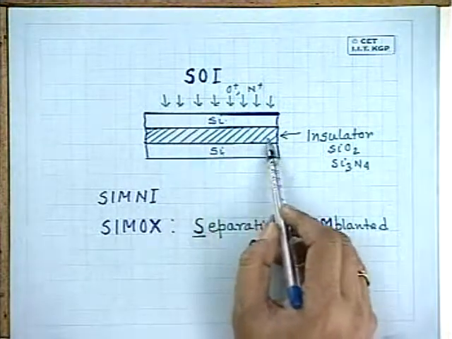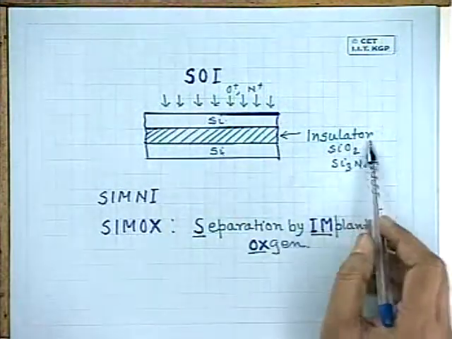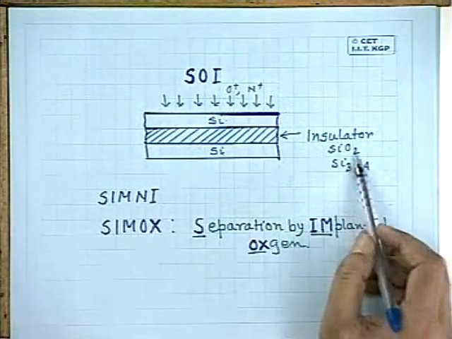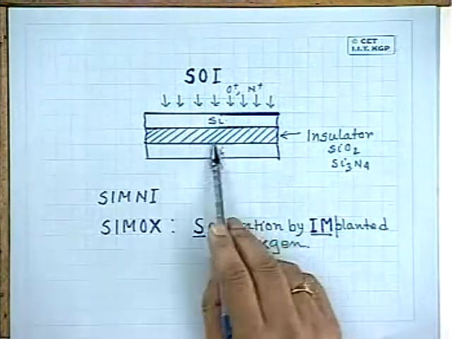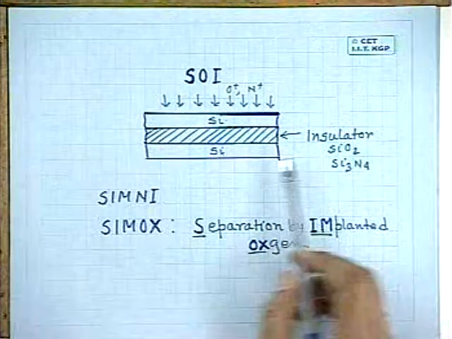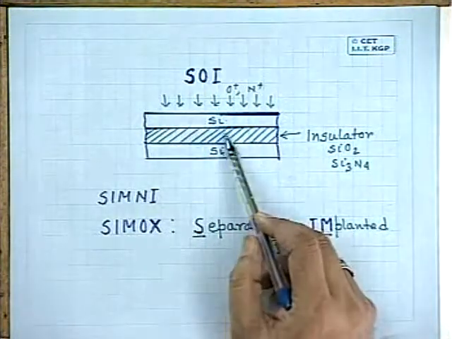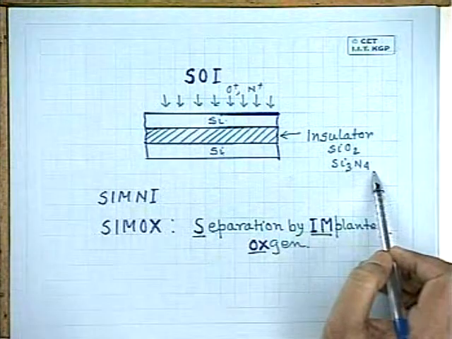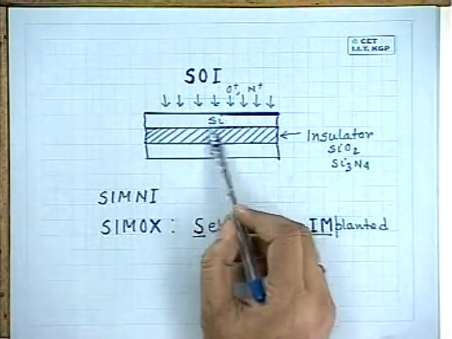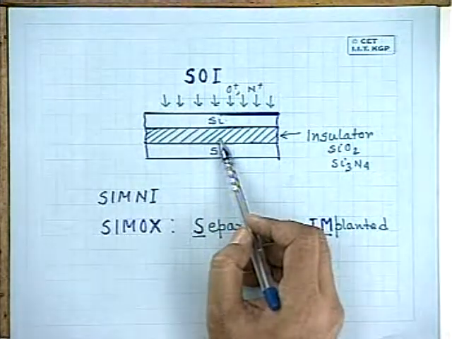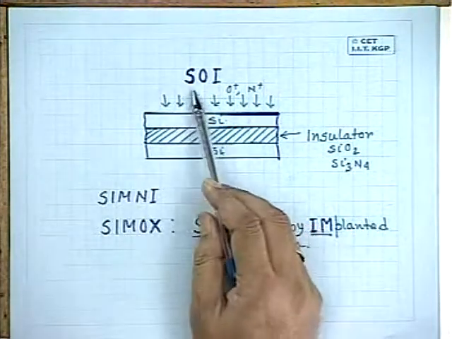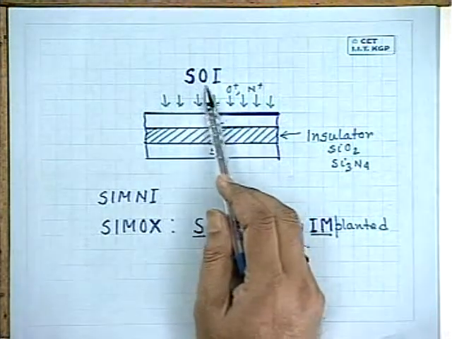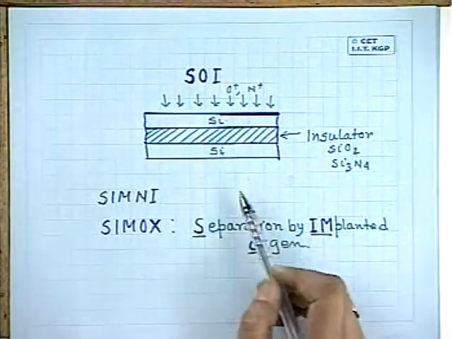This is the insulator layer, and this insulator layer is silicon dioxide or silicon nitride. If you implant oxygen ions and then anneal, it will form silicon dioxide. But if you implant nitrogen ions and anneal, then it will form Si3N4, silicon nitride. So the silicon layer on insulator is known as SOI technology.